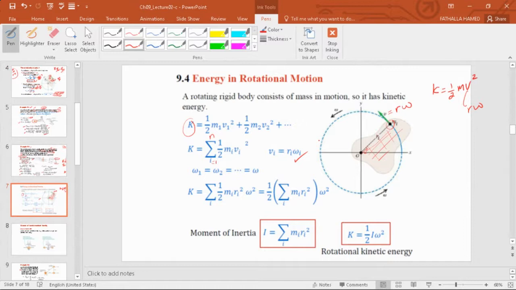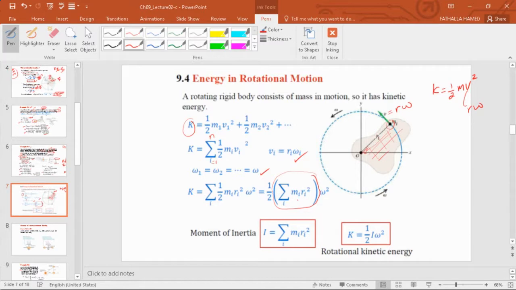But you know that the body rotates through the same theta, and it will have the same omega. So omega i will be the same, since omega 1, omega 2, so here we have omega. If I go to my kinetic energy now, it will be the summation over i of 1/2 m_i v_i squared, where v_i is r_i omega, so r_i squared omega squared. And since omega is constant, I can take it out. Half is out.